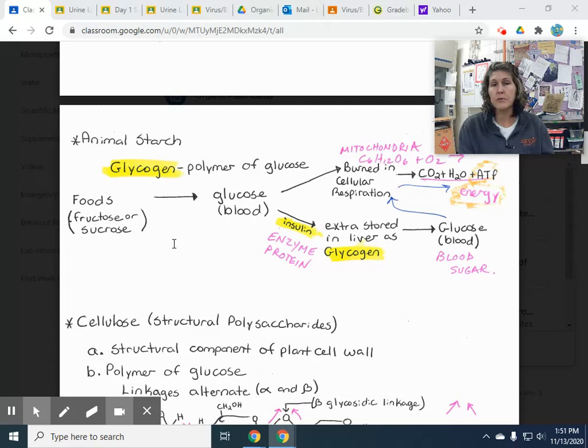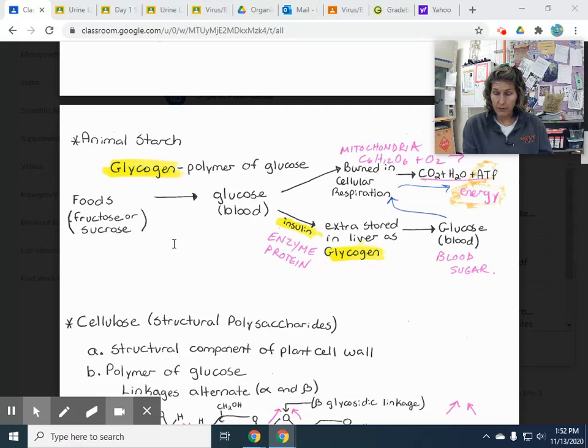So you eat foods that contain fructose or sucrose, your smaller carbohydrates, and you have glucose within your blood. If you're going to use that right away, your body takes it into your mitochondria, the powerhouse of the cell, and burns it in the process of cellular respiration. Through that process, you release carbon dioxide, which you exhale, water vapor, which you also lose, and then ATP, which is your energy. That's why you need to eat glucose.